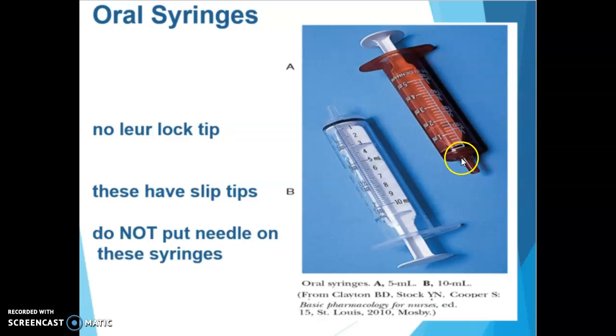The ones that are meant to have a needle on them, that's called a luer lock, and it's going to have a little groove on the tip of it to where you can screw on a needle. That's a luer lock, but these are just slip tips. So we do not put a needle on those syringes. Now, yes, it is possible to jam a needle onto those syringes, but it's not sterile, it's not safe. They do not recommend that these oral syringes get needles.